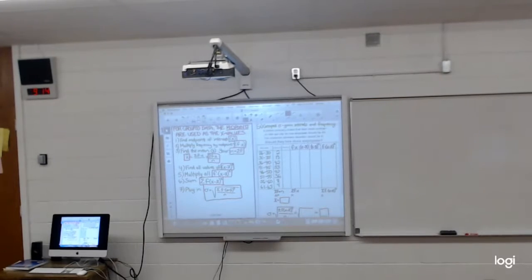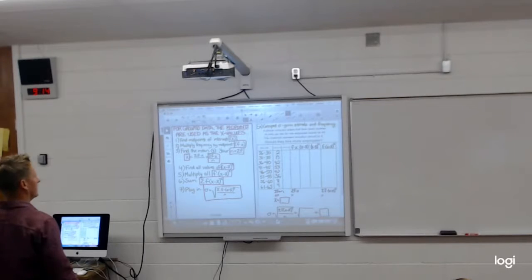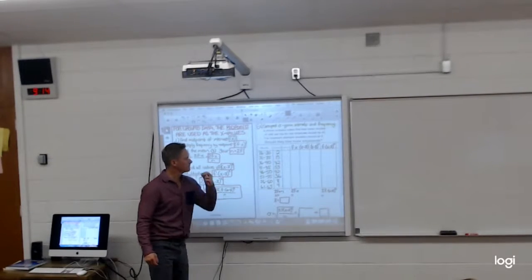Focus up. What's the third column called? Midpoint. Yeah, we put that as an X.